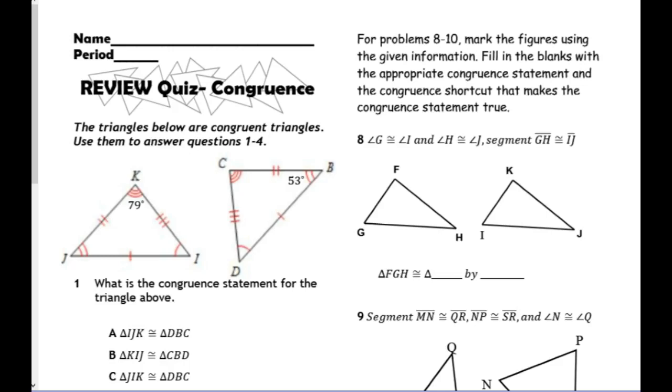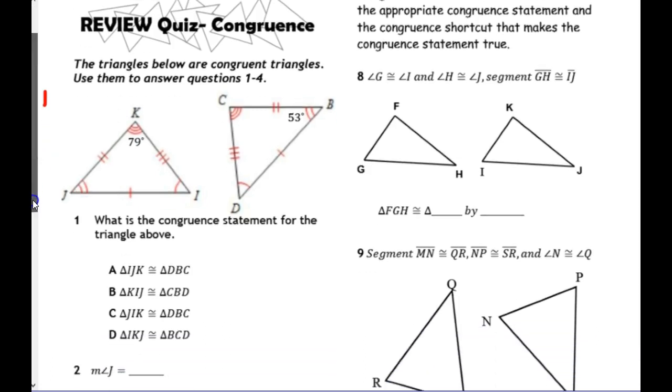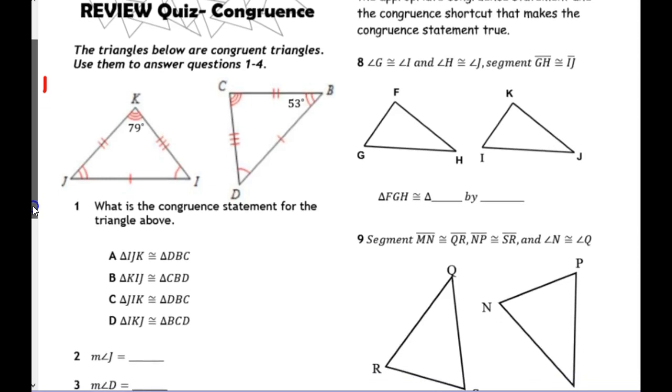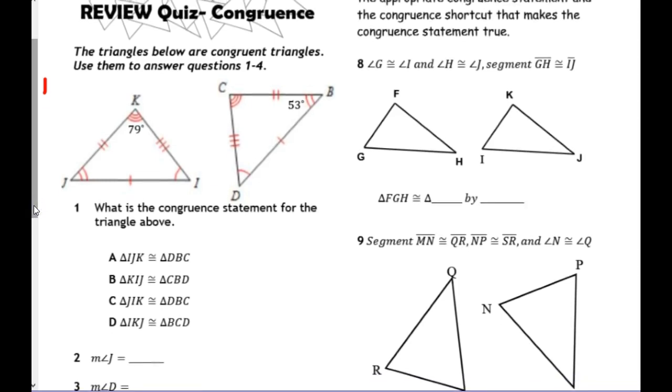Alright, we're going to review for the quiz on congruent triangles. So your quiz is going to look a lot like this. So let's take a look at it. Number 1, the triangles below are congruent. Use them to answer 1 through 4.